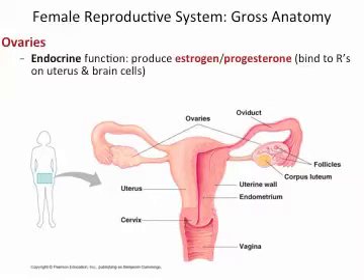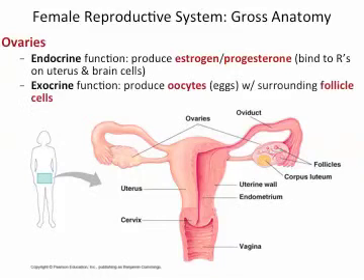So the ovaries then have an endocrine function. That is, they produce hormones. The hormones they produce are estrogen and progesterone. Estrogen and progesterone are classic hormones. They're looking for receptors to bind to, and they find those receptors on cells of the uterus, and they also find those receptors on cells in the brain that we'll talk about later.